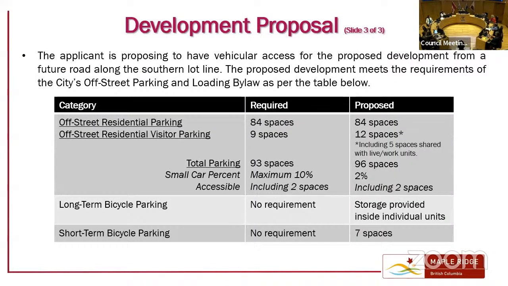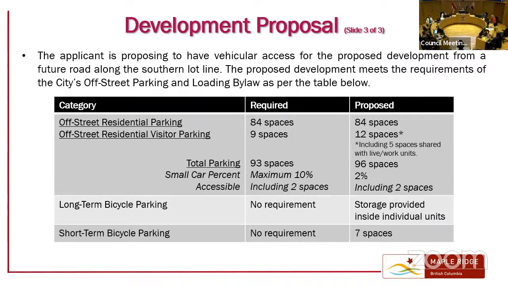The applicant is proposing to have vehicular access for the proposed development from a future road along the southern lot line. The proposed development meets the requirements of the city's off-street parking and loading bylaw as per the table shown on the screen. So 84 off-street residential parking spaces are required and 84 are proposed. 9 off-street residential visitor parking spaces are required and 12 are proposed. And of those 12, 5 spaces would be shared with the live work units. So 96 spaces are proposed in total, including 2 accessible parking spaces.